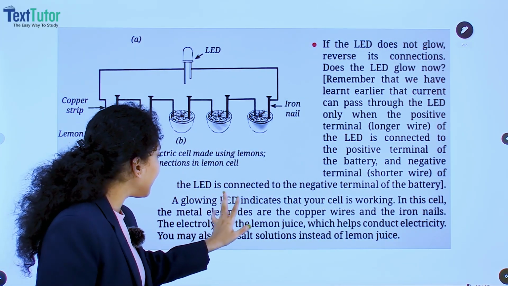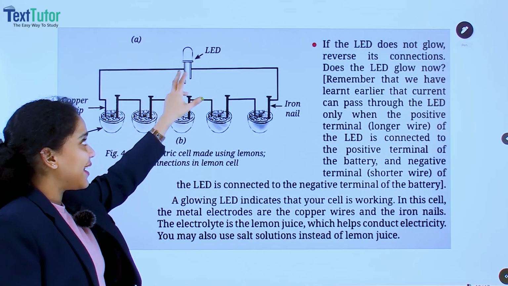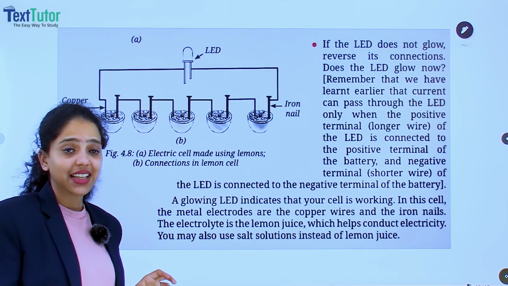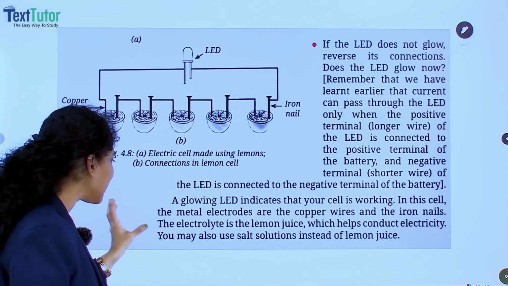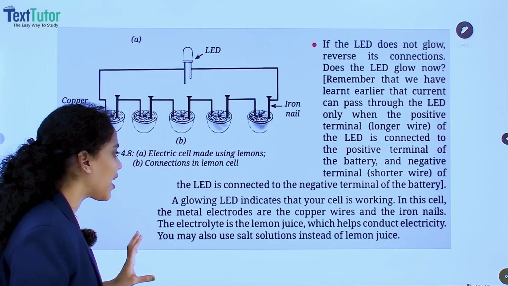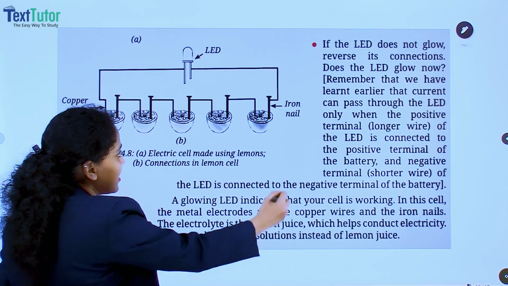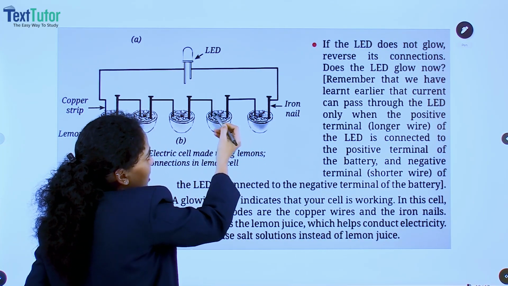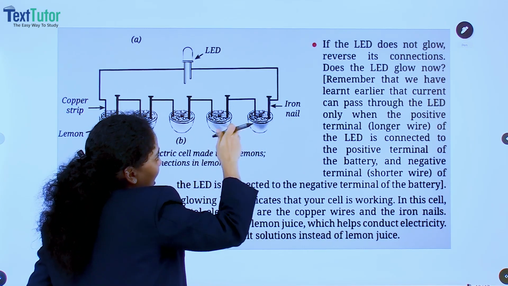A glowing LED indicates that your cell is working. So, if the LED is glowing, we can say that our cell is working. In the cell, what are the metal electrodes? Here, these are the metal electrodes. Here we are choosing one, which is the iron nail.